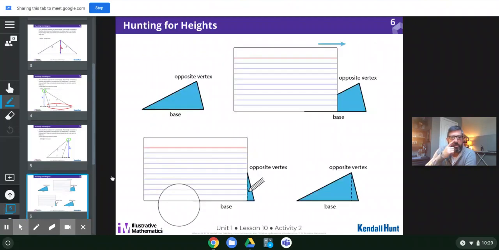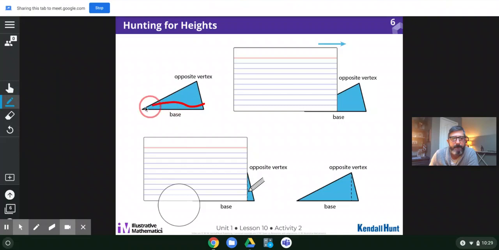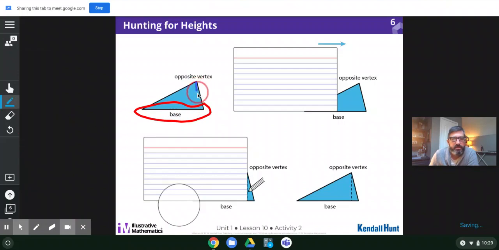Okay, so you remember I mentioned using an index card, or even a ruler, whichever one's easiest for you. If we were writing these out on paper, we could use those to help us draw our height. So in this example, using an index card, again, we've got our base here. So we know we have to draw a height from the opposite vertex down to the base.